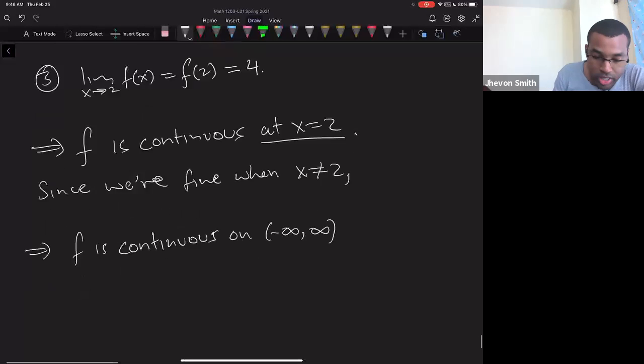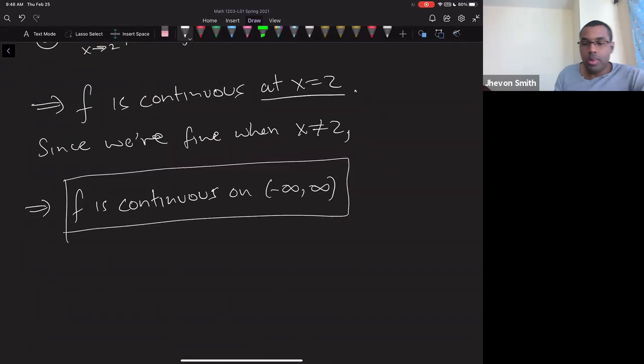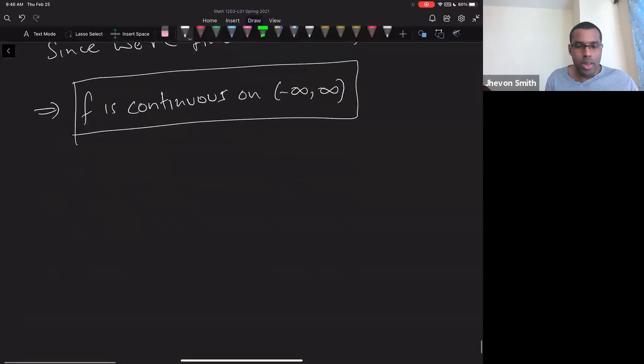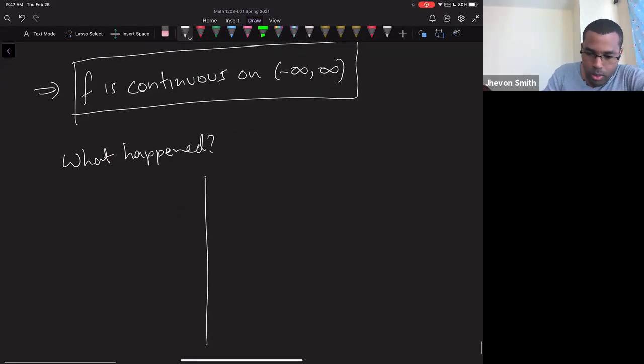So this guy is actually a continuous function, right? We're fine when x is not 2, and we're fine when x is 2. That means we're fine everywhere, right? And like what happened now? You'll notice we were in the same situation.